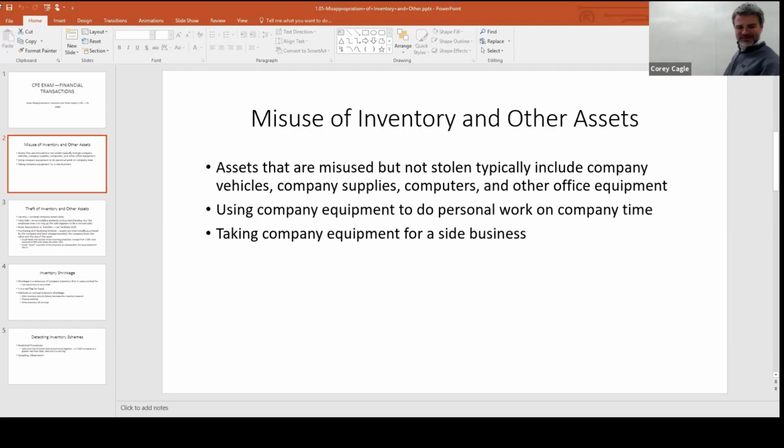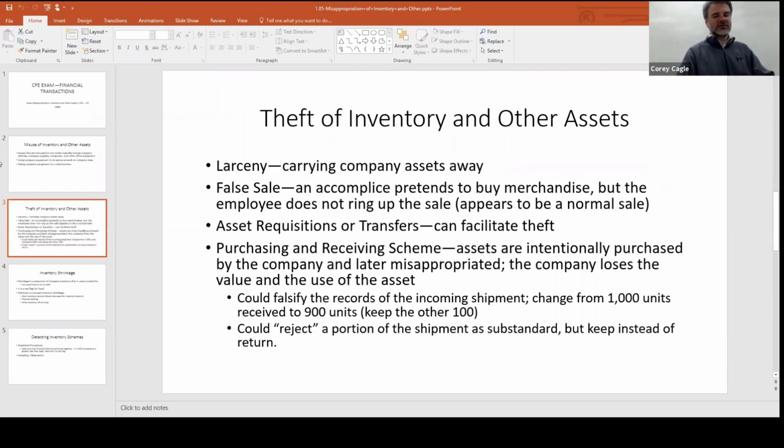There you go. So yeah, it wouldn't even have to be on company time, using company equipment would be enough, but using it on company time would be like double bad, right? Not only are you misusing their stuff, you're getting paid for it. And then using it for your own little side business, that'd be a bad deal. All right, or you can just steal the stuff.